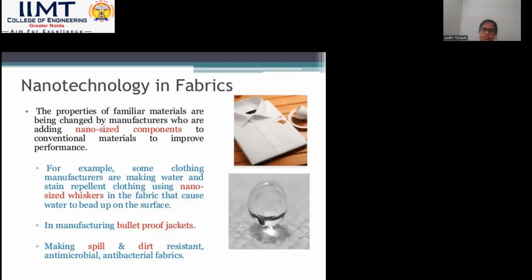Then one of the nanotechnological applications is in fabrics. Okay, so if you remember in very early presentations on slides, we actually talked about wettability, and I discussed the hydrophobicity. So what happens is there are nanomaterials.